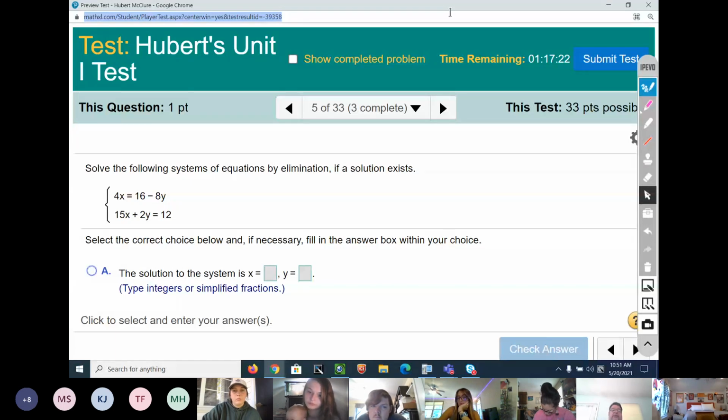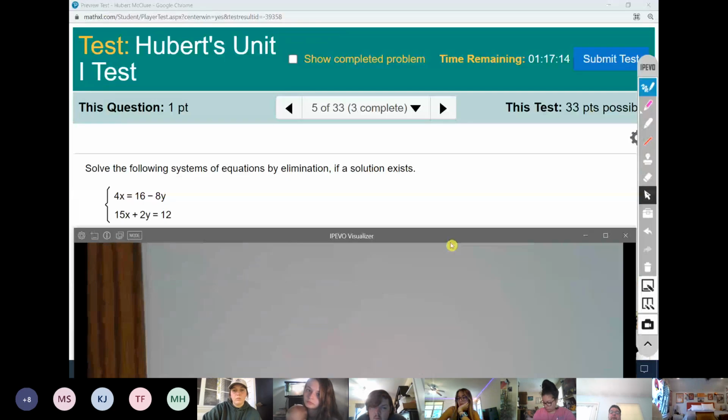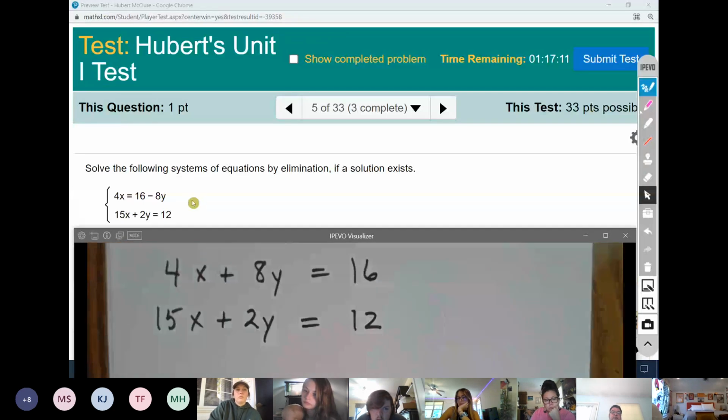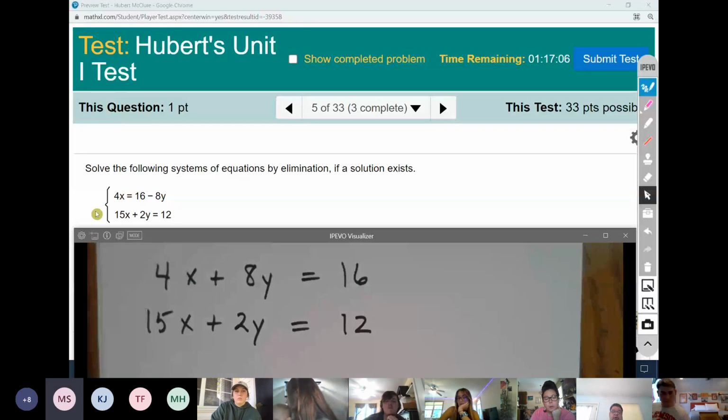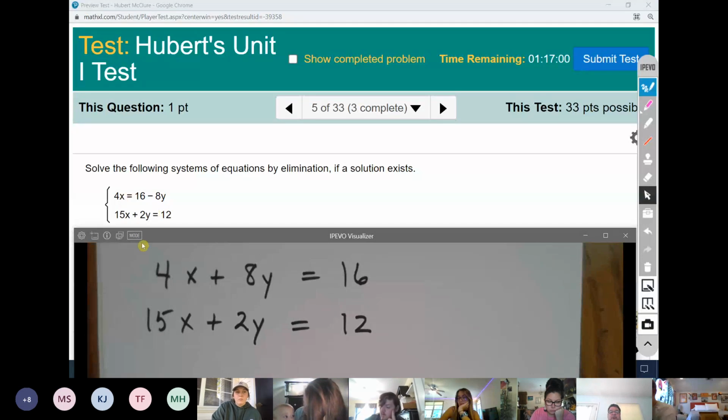Somebody tell me what I did that was different. What did I do different from the way the problem's written? I accidentally wrote it in XY terms. Okay, I wrote it in XY terms because with elimination, you have to have the X and the Y's on the same side. It doesn't have to be the left side. It can be on the right side.